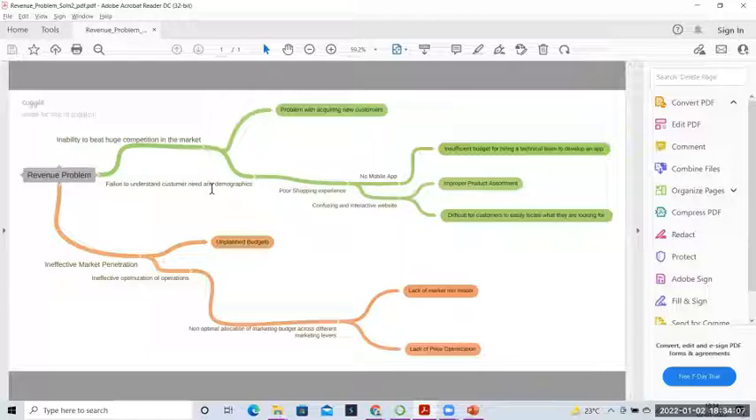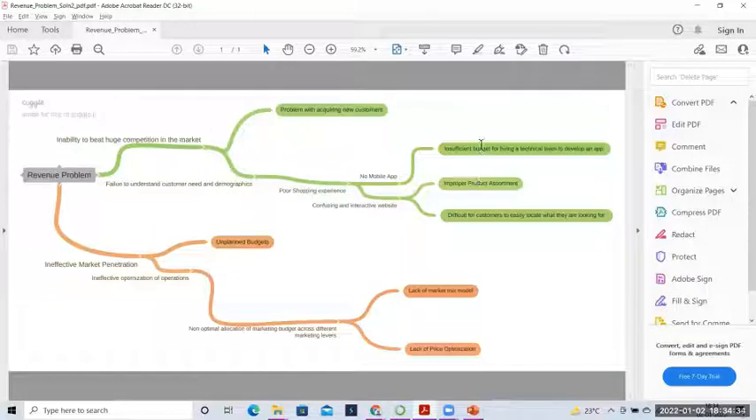Let's not go into depth because we have just 8 to 10 minutes to run through the whole PPT. We'll quickly go through this. There are two issues. The first is the inability to beat a huge competition in the market. Why did this happen? You have a problem with acquiring new customers. Why? Because there was no mobile application present, and the existing website was confusing, so customers couldn't find the products they were looking for.